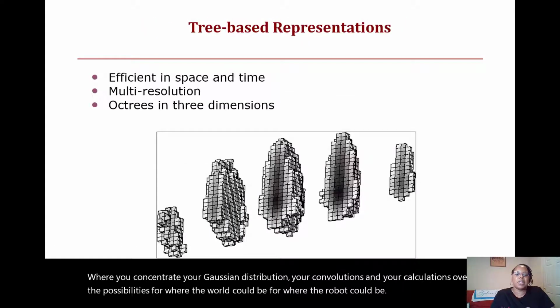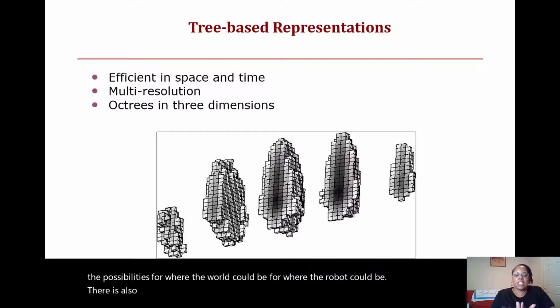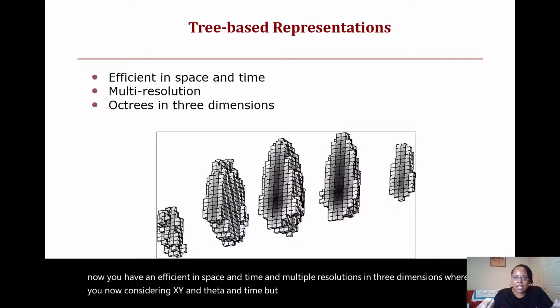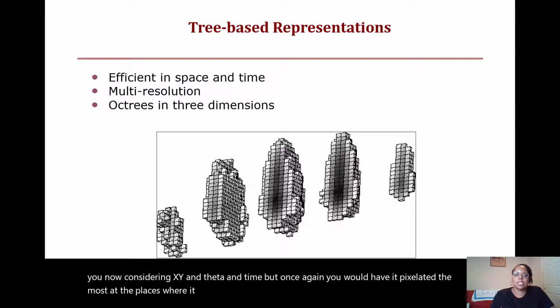There's also another example of octrees and quad trees in three-dimensional space, where now you have it efficient in space and time and multiple resolutions in 3 dimensions, where you're now considering X, Y, and theta and time. But once again, you would have it pixelated the most at the places where the robot could possibly be based upon the sensor data.